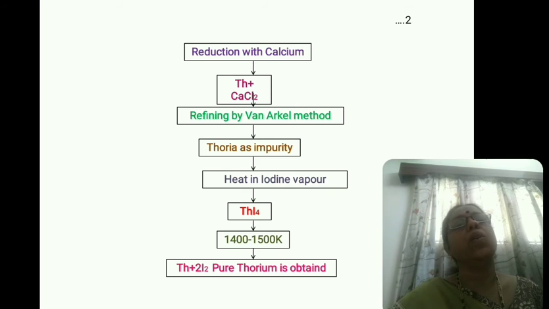For that, we are going to follow the Van Arkel method. We know what the Van Arkel method is. Again, we are going to use this Van Arkel method to get pure thorium, leaving the impurity thorium oxide. So for that, we are heating this with iodine vapor. So the thorium is converted into thorium tetraiodide. Then this thorium tetraiodide is heated at 1400 to 1500 Kelvin. We will get pure thorium, leaving the iodine as vapor. So by doing this way, we can get thorium in a pure form from its important ore, monazite sand.